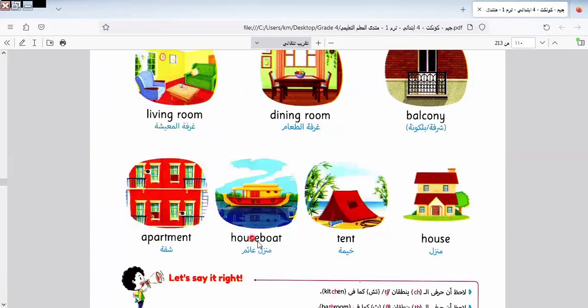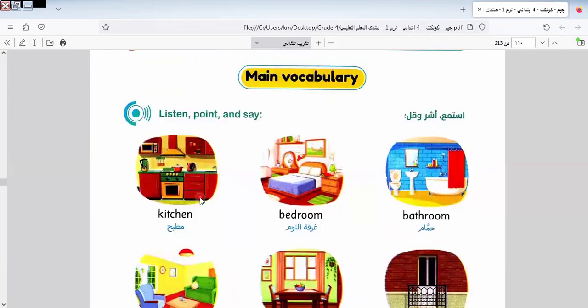Here is apartment, houseboat. These are kinds of houses: houseboat, tent house. I think this was available in the past. I think houseboat is not available now, but it's really nice when we see it. Okay, let's continue the rest.